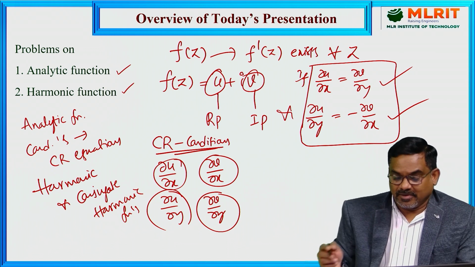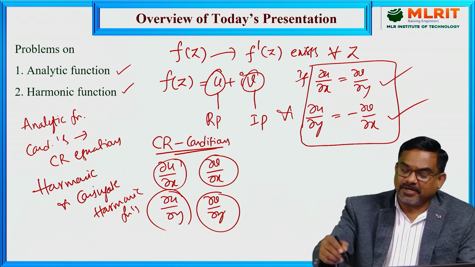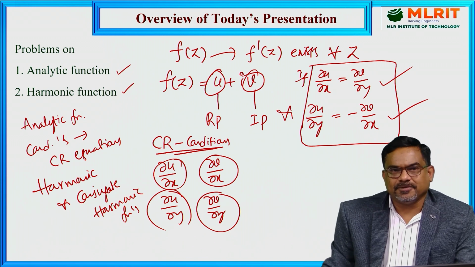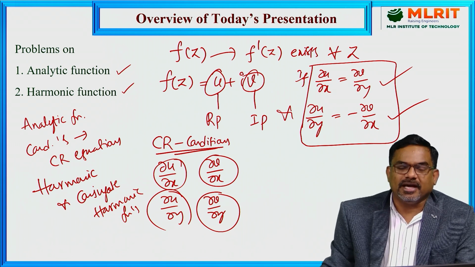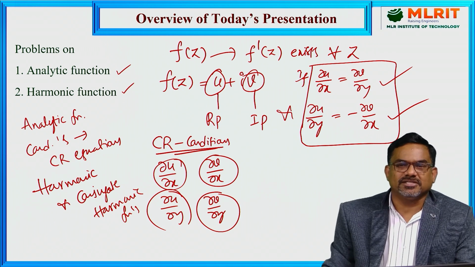If f is in the form of u plus iv and u and v satisfy the CR conditions, then the function is said to be analytic. If these conditions fail, we can simply say f of z is not analytic.